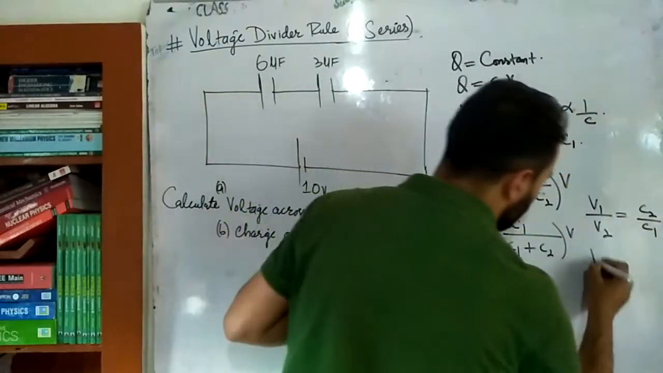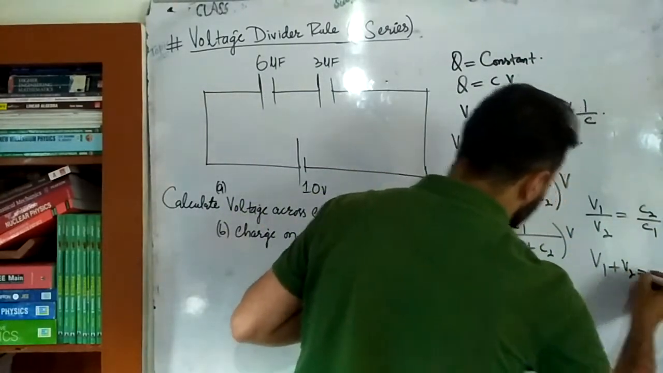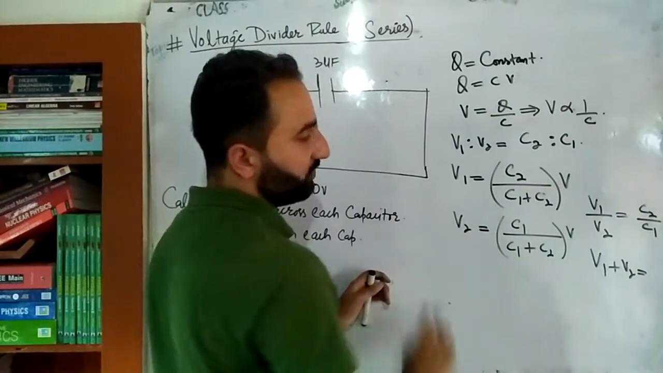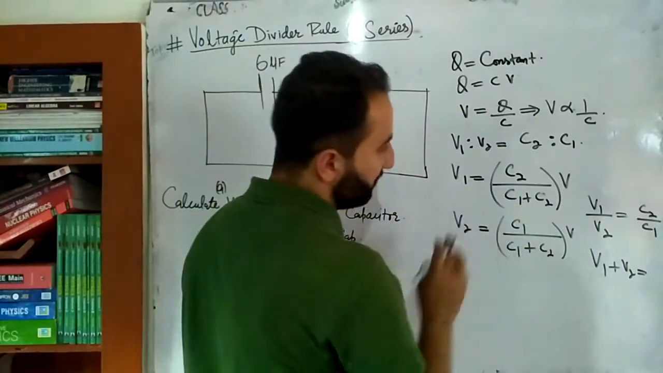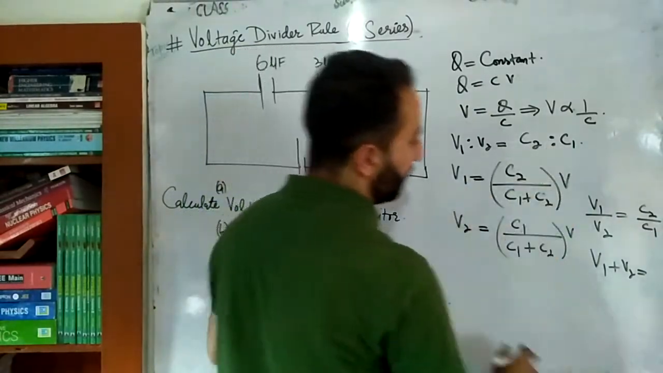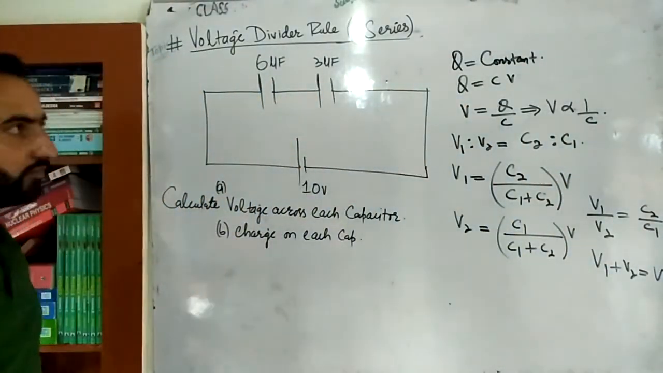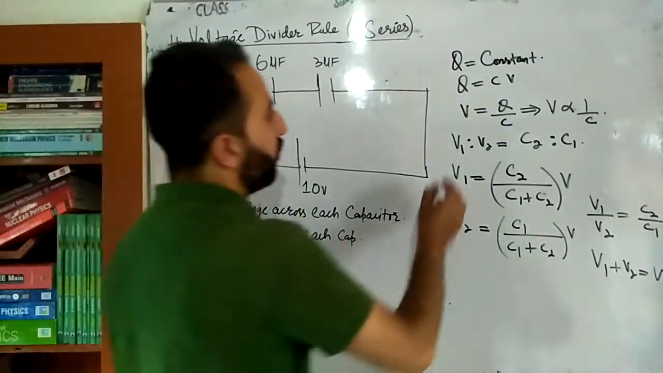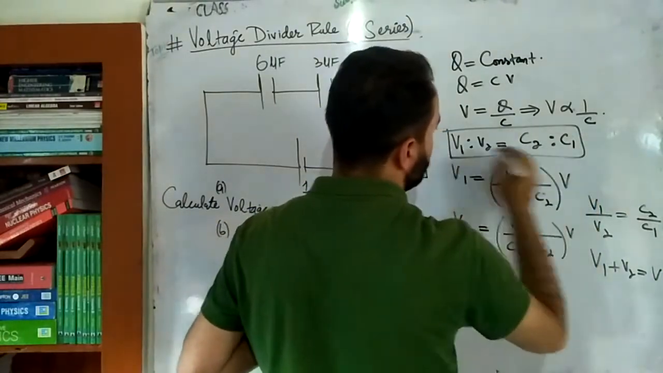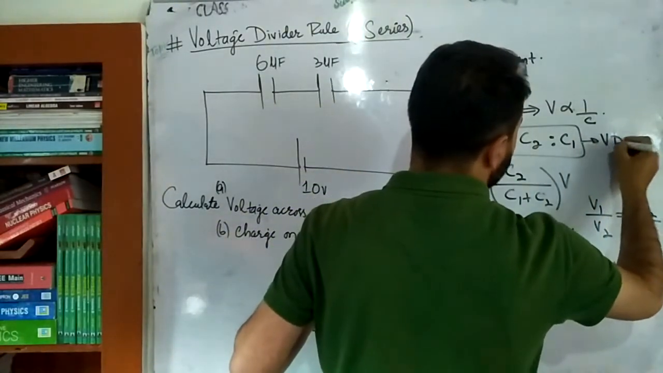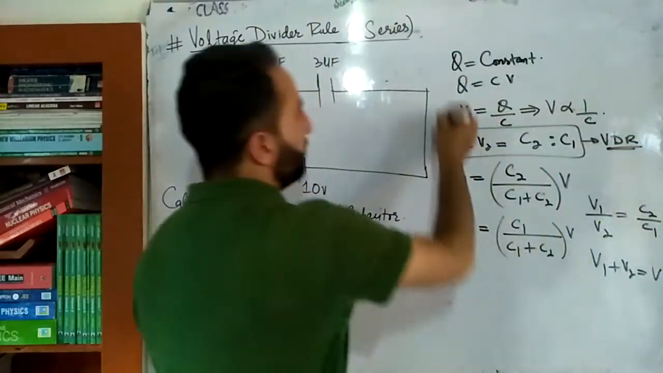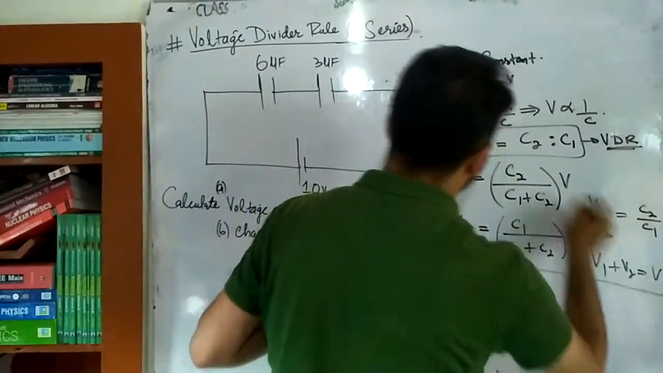And if you want to calculate V1 plus V2, in the numerator there will be C2 plus C1, in the denominator there will be C1 plus C2, they will cancel, so net will be simply V1 plus V2 is equal to V as expected. This rule is called the voltage divider rule, VDR. That means the potential difference will get divided.